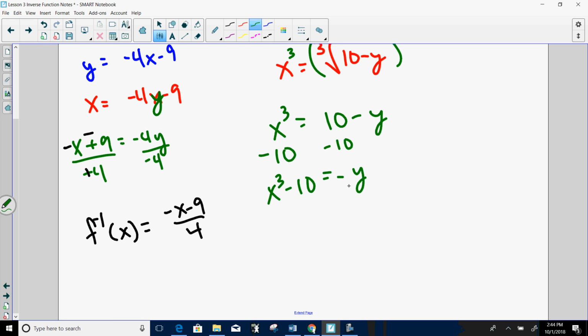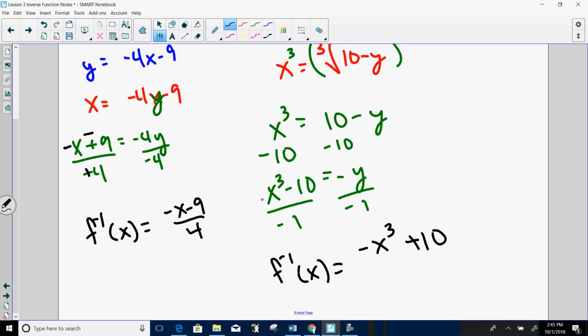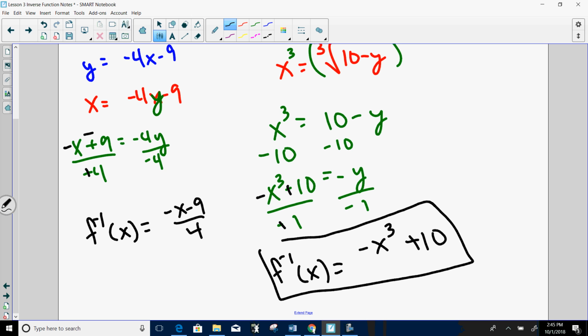Then I don't like that negative here, so I divide by negative 1, divide by negative 1, and then the inverse notation is negative x cubed plus 10. Divide that negative 1 up, and it becomes negative there, positive there, and my final answer is negative x cubed plus 10. And those are my inverses, and then you can check it too.